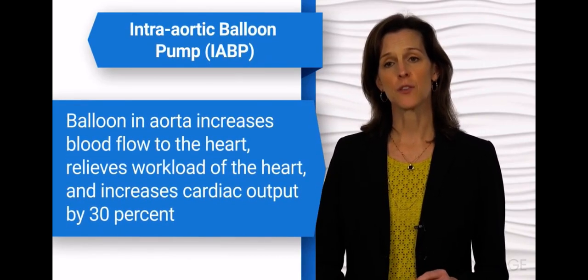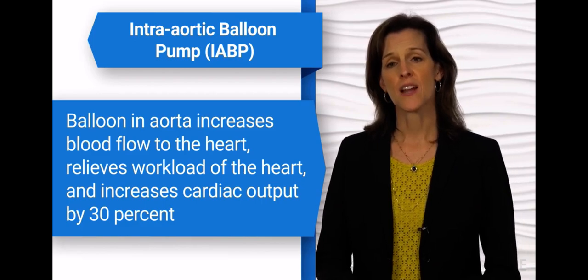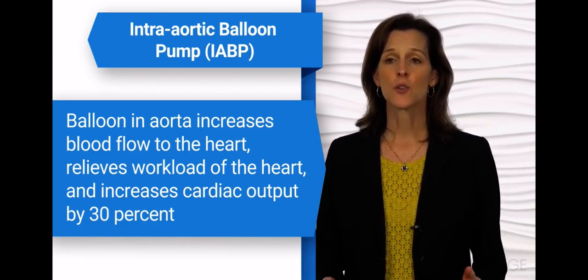The intra-aortic balloon pump is a machine you'll encounter in the intensive care unit. There's a balloon in the aorta that increases blood flow to the heart, and it actually relieves the workload of the heart. With this device in place, you can actually increase cardiac output by 30%. A patient may have femoral access or axillary access.